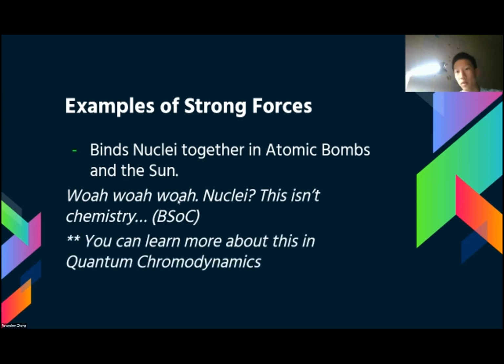You can learn more about this in quantum chromodynamics. That is the study of the strong force. So for our purposes, we're 50% there.